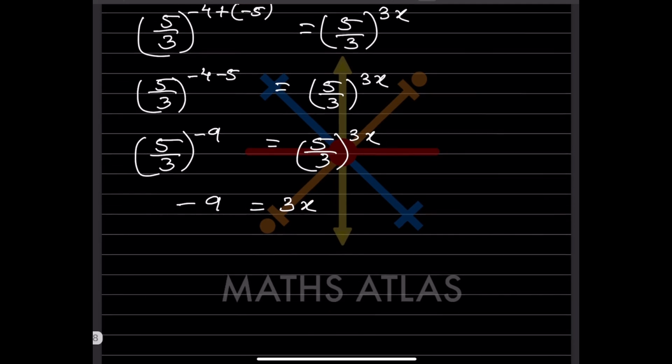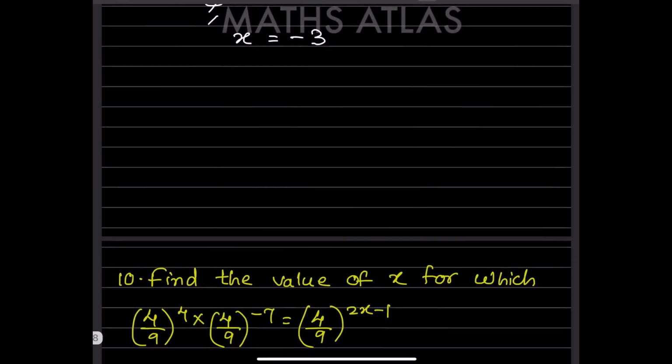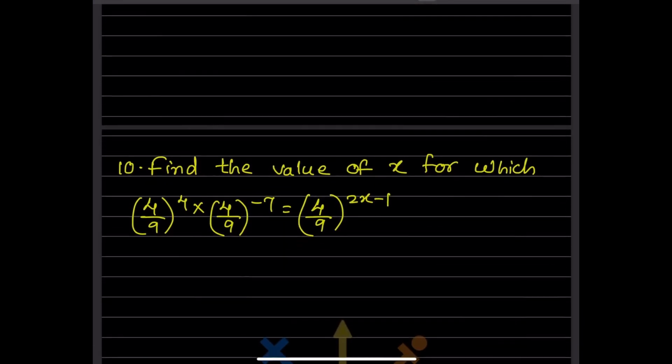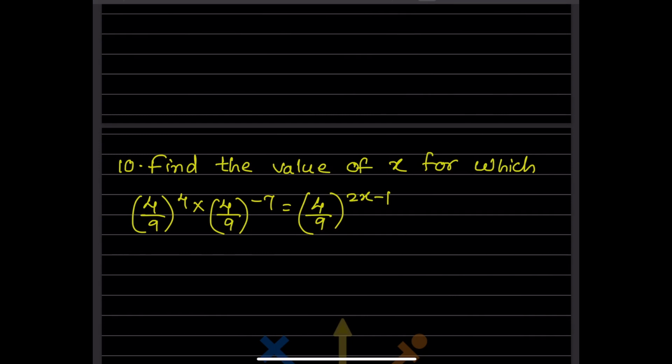So what will you write here? This 3x means there is a multiplication sign in between. So minus 9 divided by 3, if it comes here, is x. Now 3 ones are 3, 3 threes are 9. So therefore you can write x is equal to minus 3. They have asked the value of x. And these are also some of the important problems. Many times they ask finding the value or such types of problems.